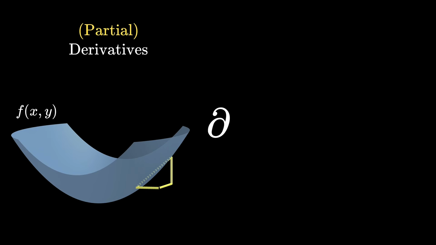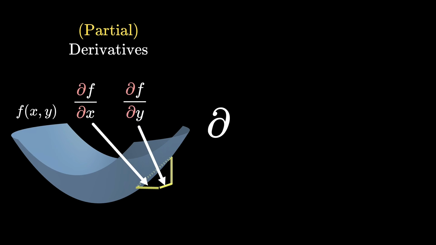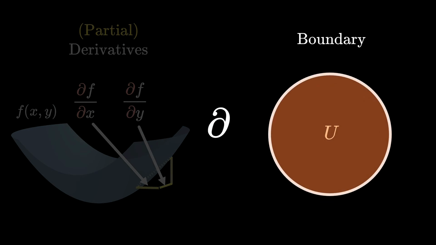This symbol is used for two things in maths. One of them is partial derivatives. For a multivariable function f, its partial derivatives are denoted by a curly d. This symbol is also used for boundaries. Curly dU denotes the boundary of U.